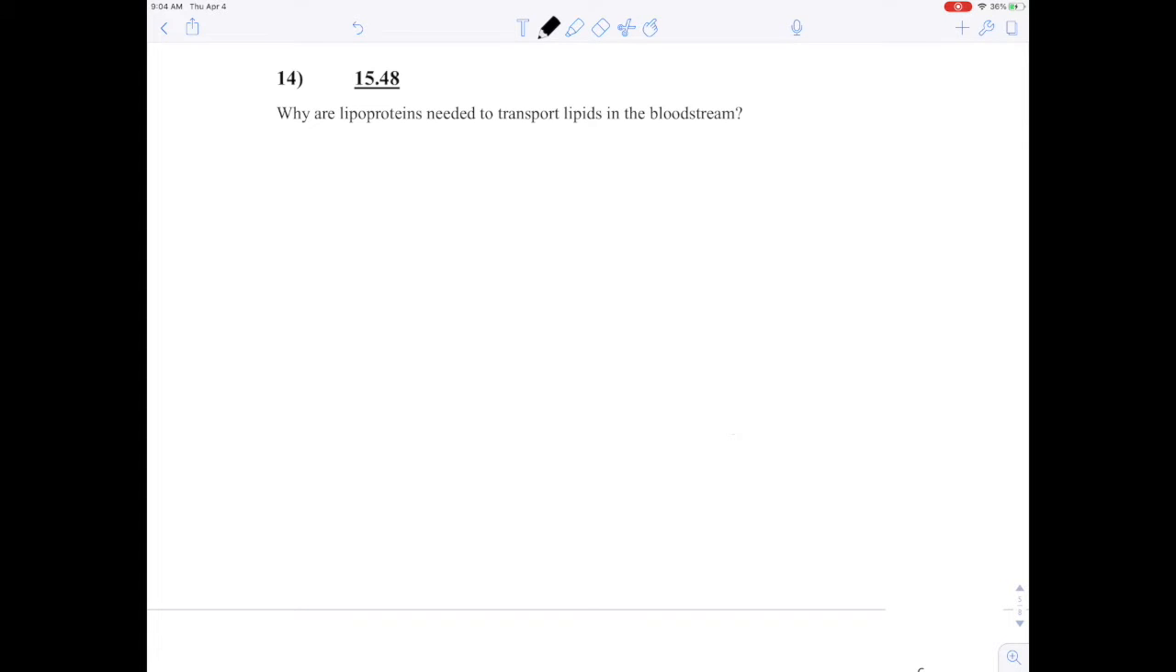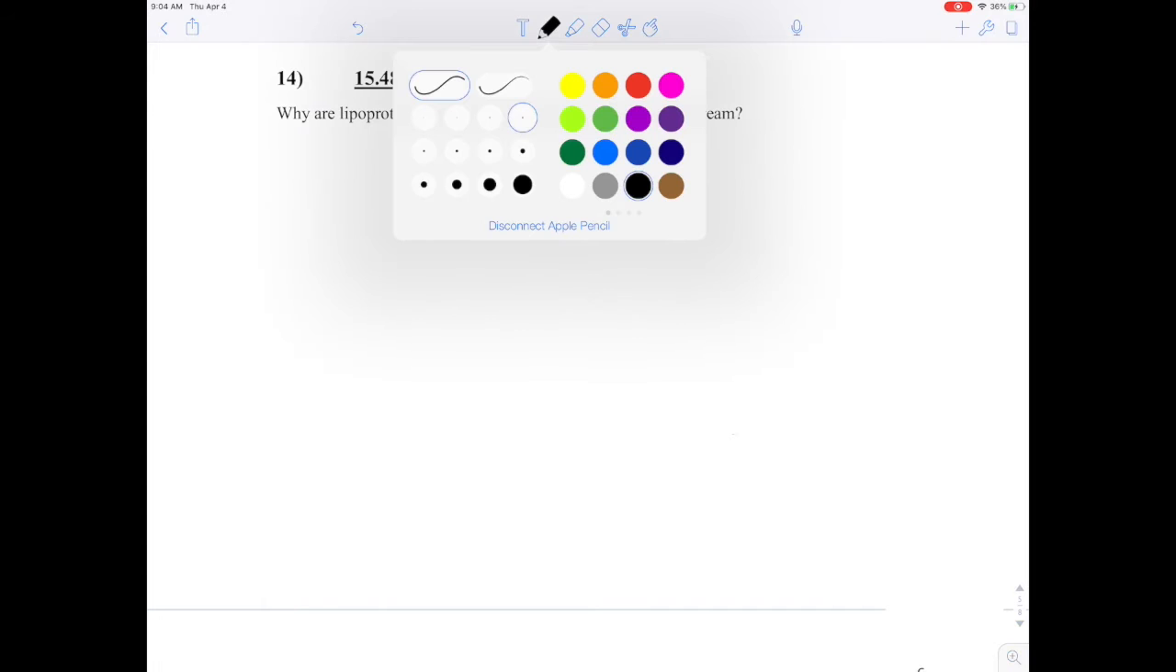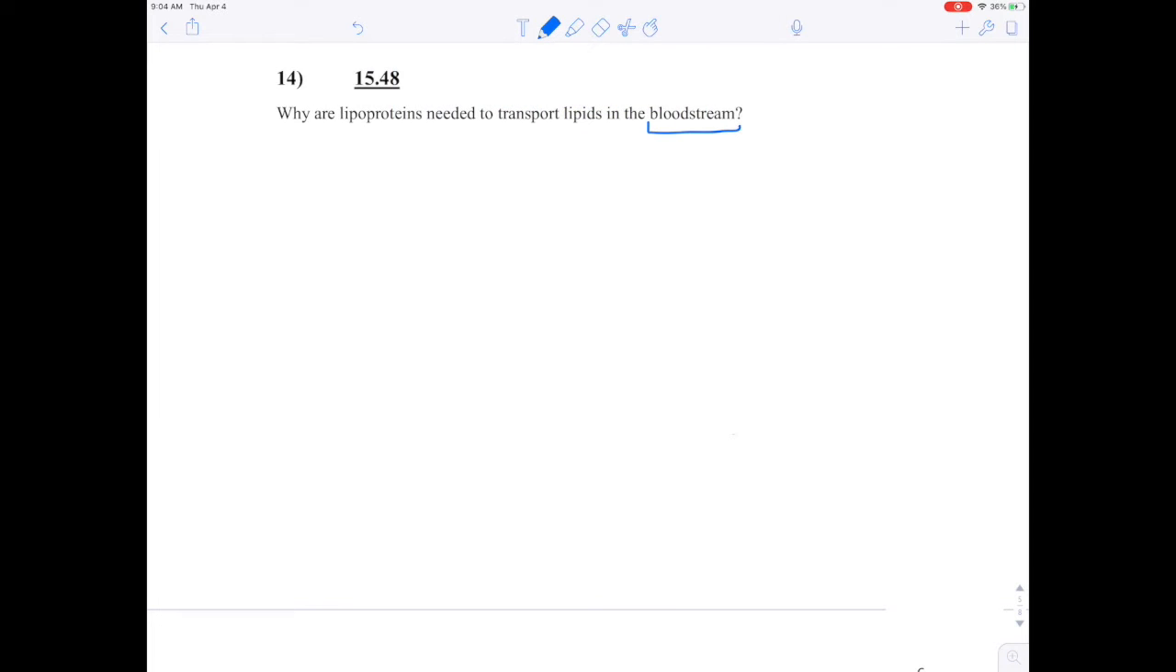Chapter 15, question 14 asks, why are lipoproteins needed to transport lipids in the bloodstream? So before we talk about what lipoproteins are, let's consider the conundrum here. The blood is mostly made up of water, which is polar. And lipids are, by definition, nonpolar biological molecules. So lipids would not mix with water.